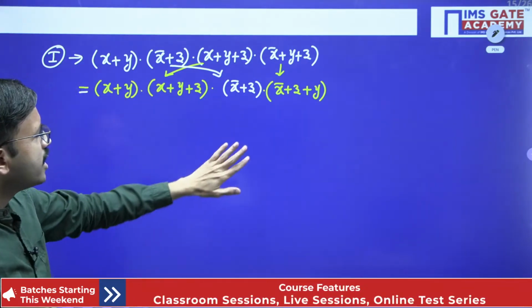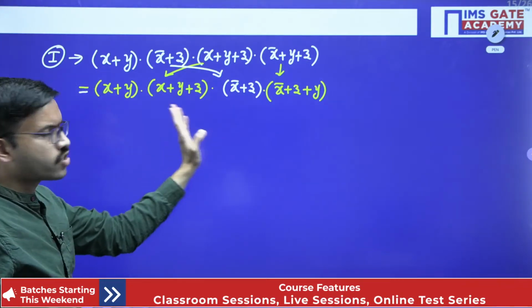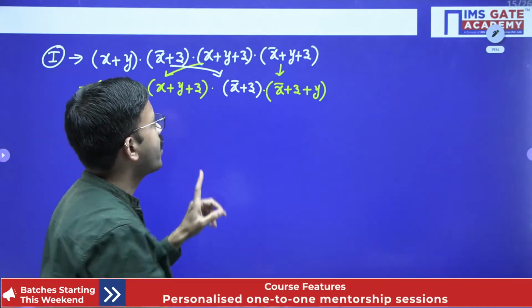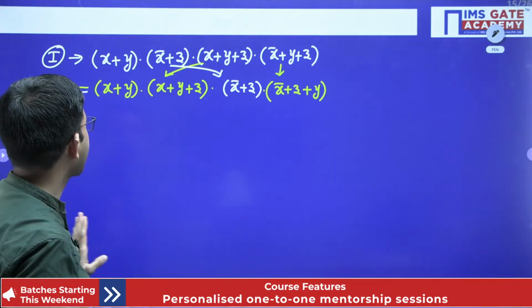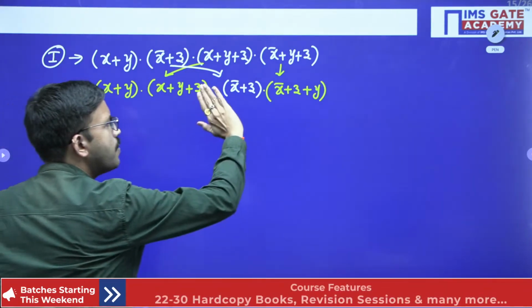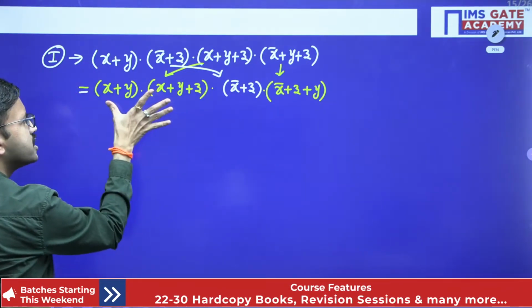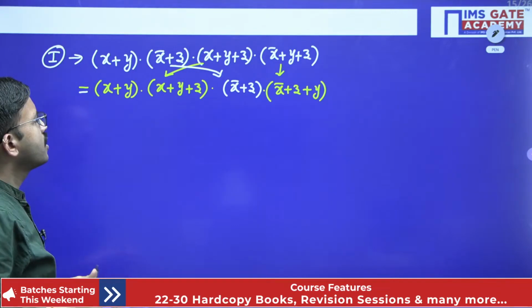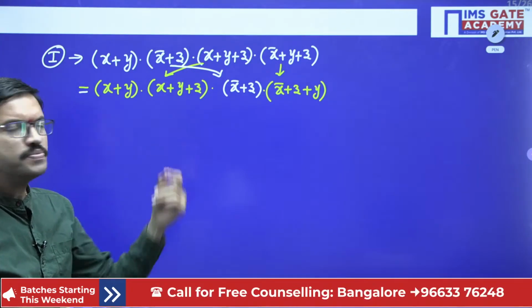Why have I written like this? You will get in short why I have written the slight modification regarding this term. Suppose for the time being you don't have these two terms, and you are having only these two brackets. If I ask you to simplify this entire expression, what will you do?